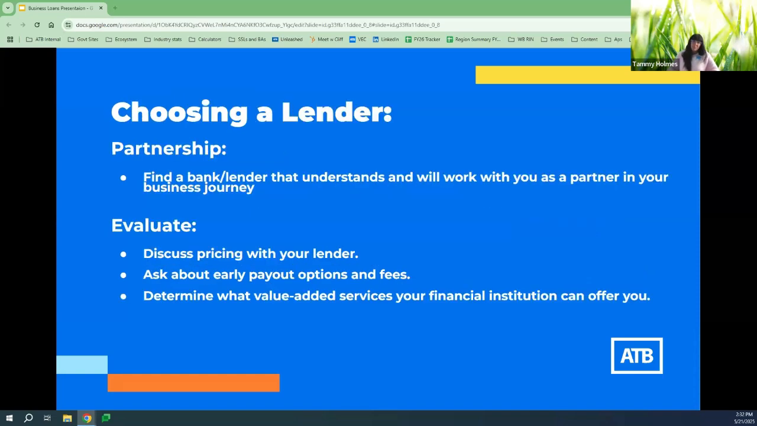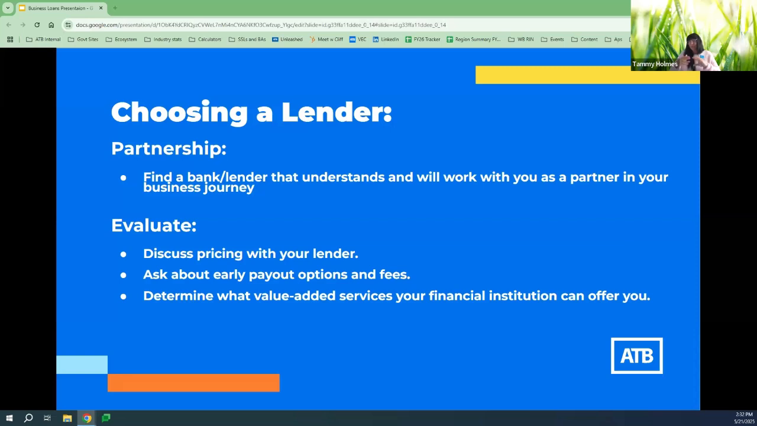And choosing a lender is super important. The three things I always say is make sure that you pick a financial institution and a lender or business advisor that really understands you and works with you, is available for you, is a partner in your business journey, wants to understand your business, wants to help you succeed. These are all super important. You have to be comfortable with the person you're dealing with, because if not, it's never going to really be a true partnership.